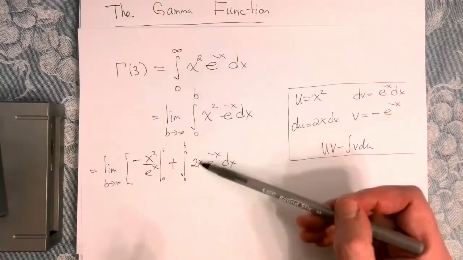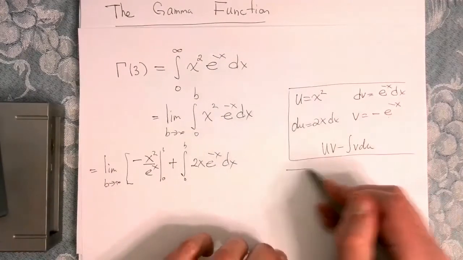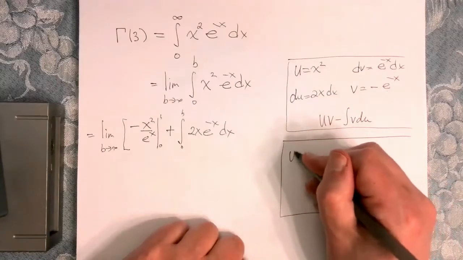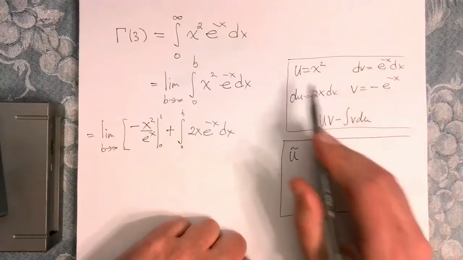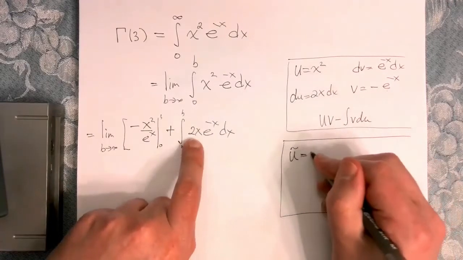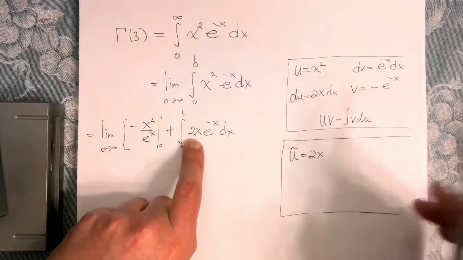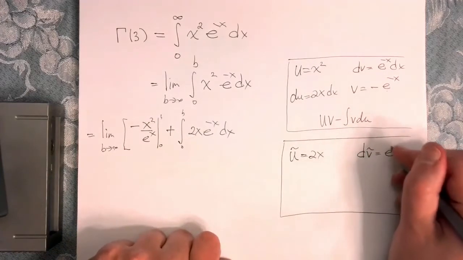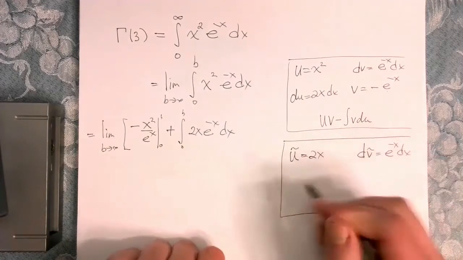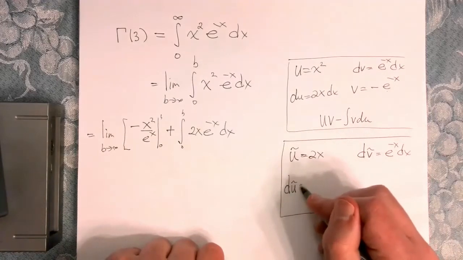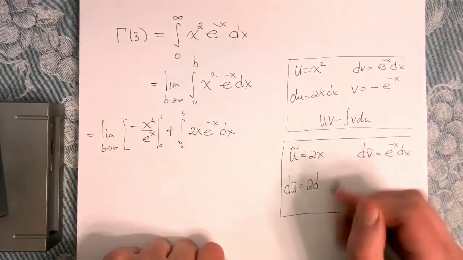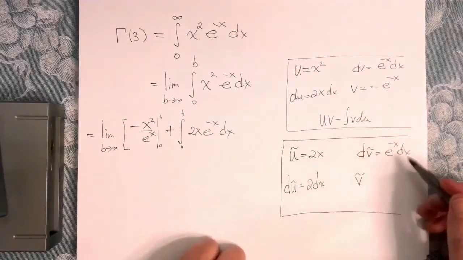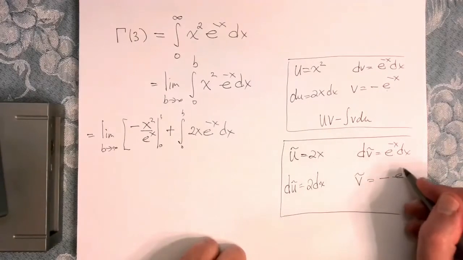But I'm happy because the power is whittling down, and that seems promising. So for our second round, if you don't mind, I'm going to call this u tilde just to distinguish it from our first round. So that'll be my u tilde, but acting in the same way as u. Right? So dv tilde is e to the minus x dx. Du tilde is 2 dx. And v tilde, this is the antiderivative. Again, this is minus e to the minus x.